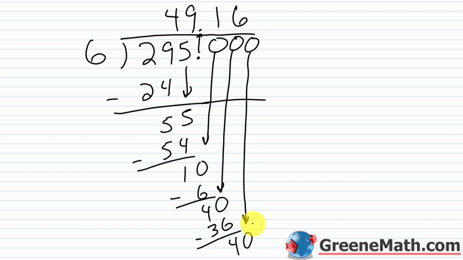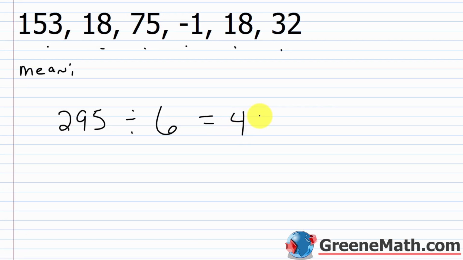So this is a repeating decimal, right? This 6 is going to repeat forever and ever and ever. So we can say it's 49.16 with a horizontal bar over the 6 to say that will repeat forever. So this is 49.16 with a horizontal bar over the 6. So that's our mean, 49.16, again with a horizontal bar over the 6.